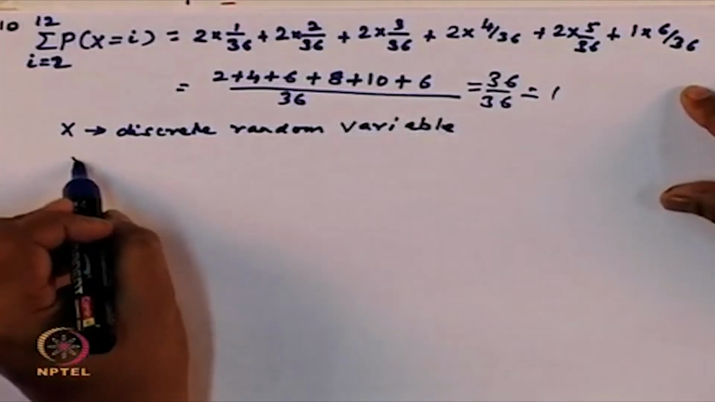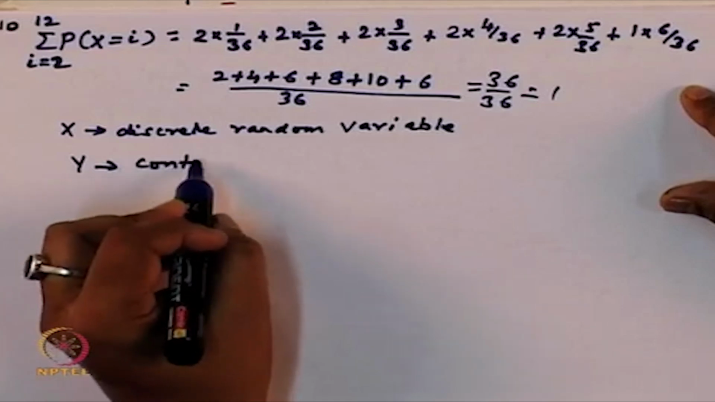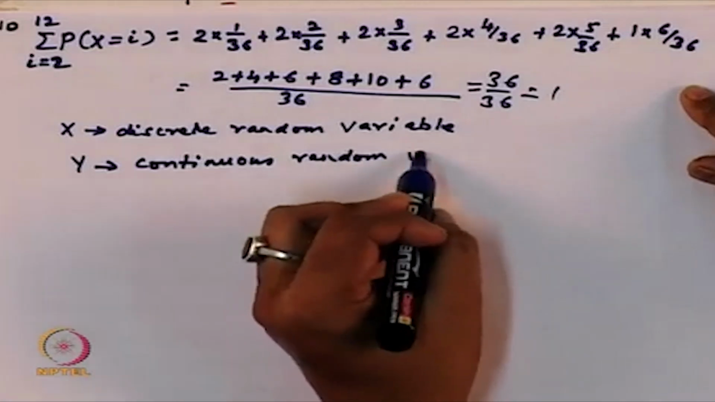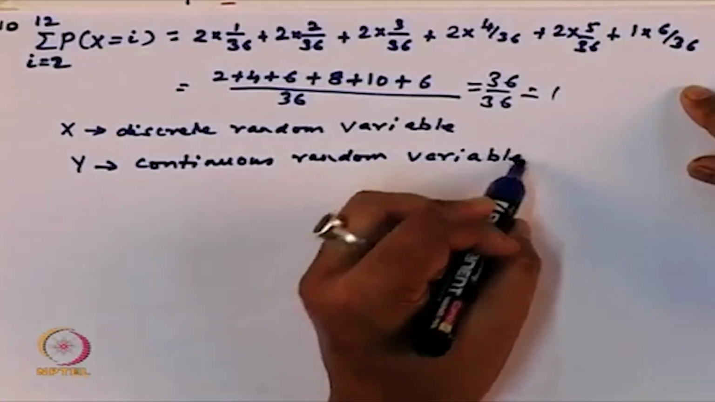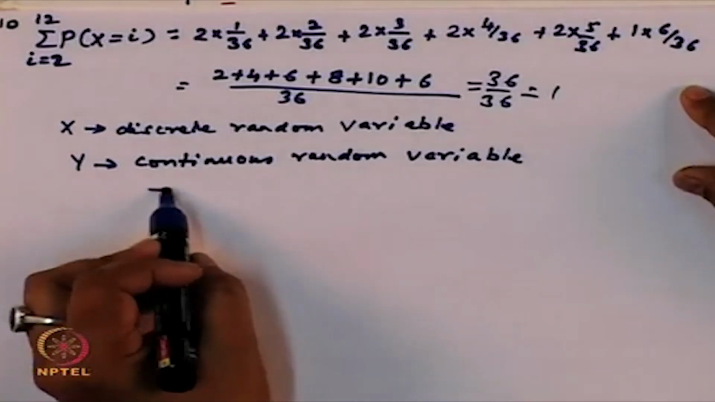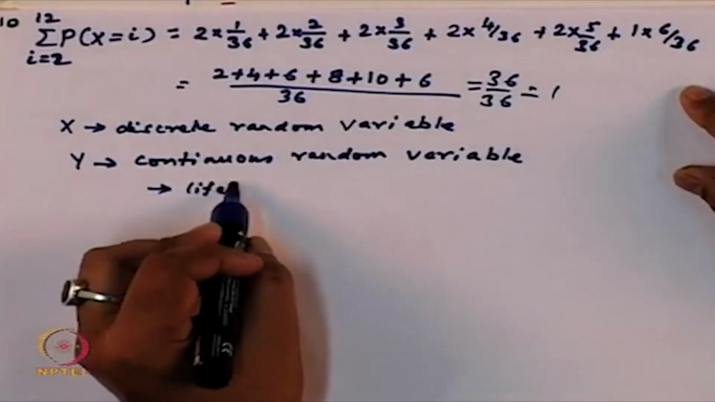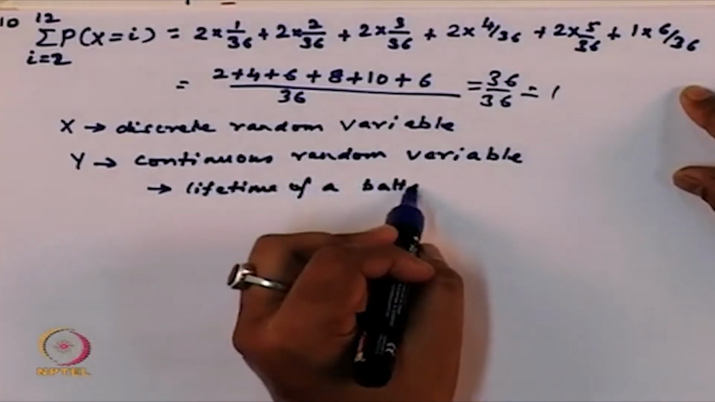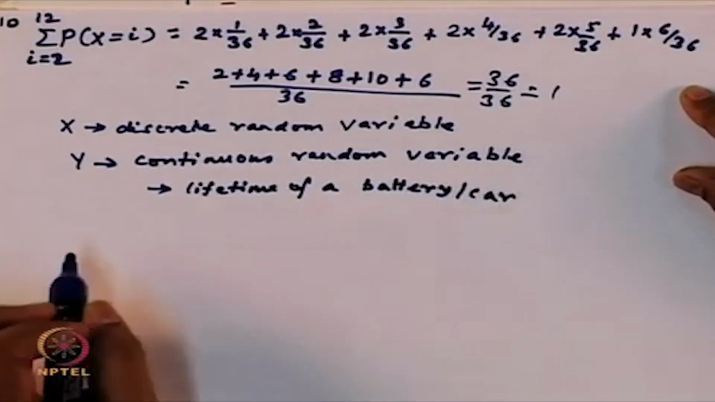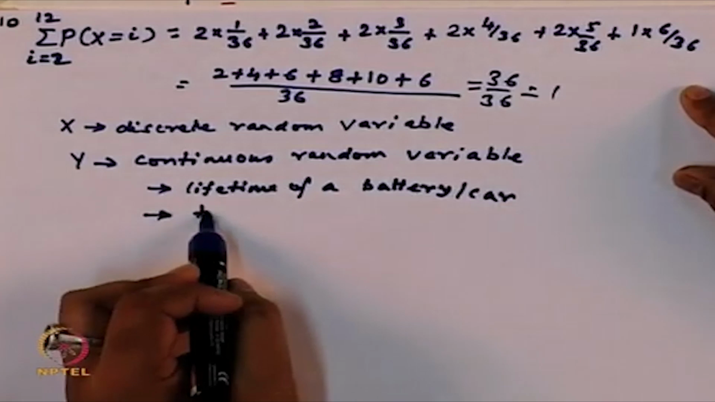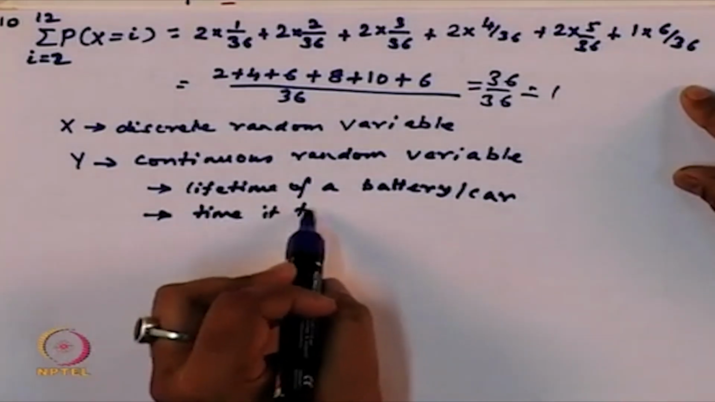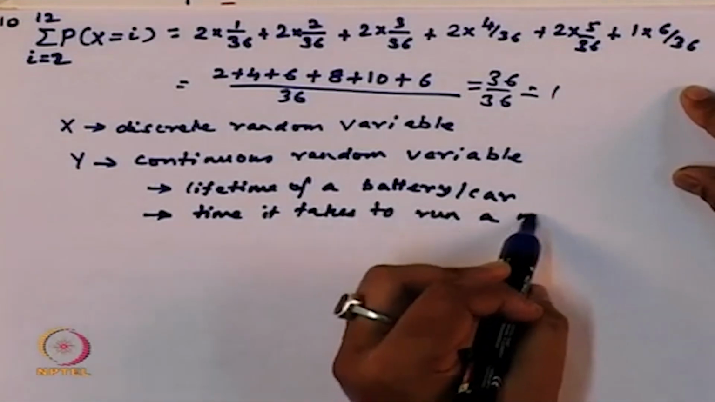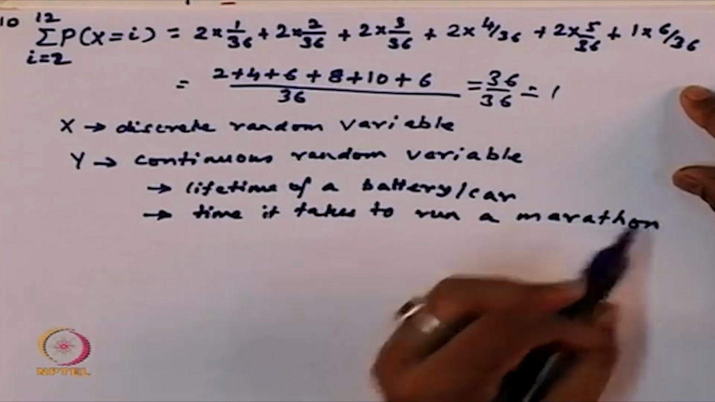I can also think of a continuous random variable, which is nothing but, for example, I can have the lifetime of a battery or car, or the time it takes to run a marathon, and so on and so forth.